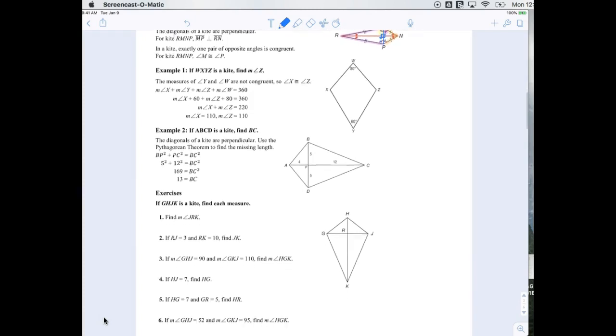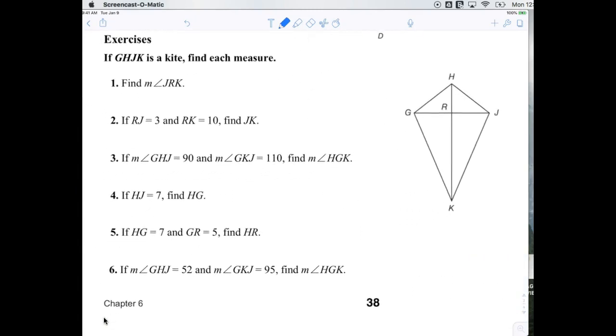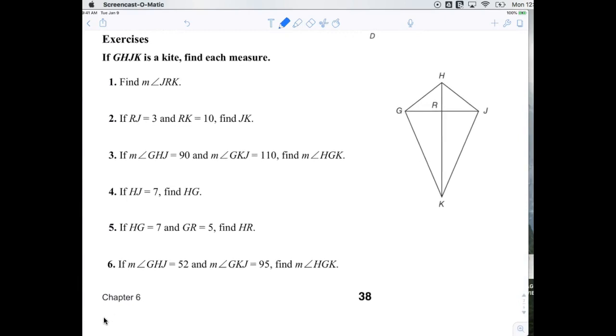Let's look at this example down here. What is the measure of JRK? 90 degrees. Good. 90 degrees. Now let's look at RJ. RJ is 3. RK is 10.